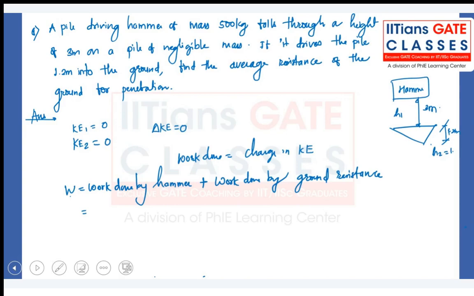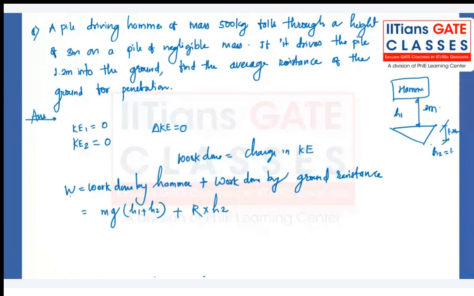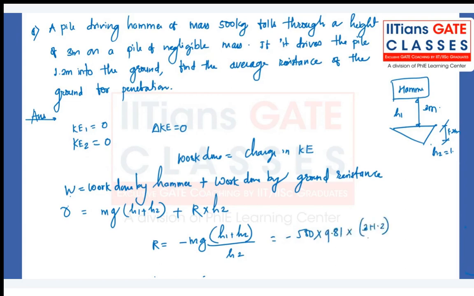So the weight is mass times acceleration due to gravity, and mg(h1 plus h2) is the work done by the hammer. The work done by ground resistance: let R be the resistance by the ground. It gives resistance only for h2, because before that the hammer is not in contact with the pile. So the only distance traveled against the ground resistance is h2. So R times h2 is considered, and the total is equal to 0 because work done equals change in kinetic energy. So R can be written as minus mg(h1 plus h2) divided by h2, which is minus 500 into 9.81 into (3 plus 1.2) divided by 1.2.